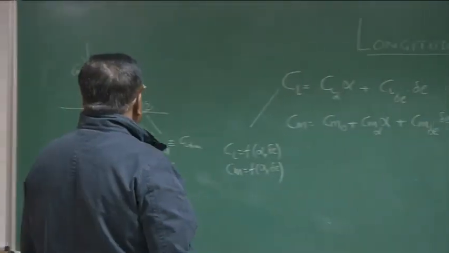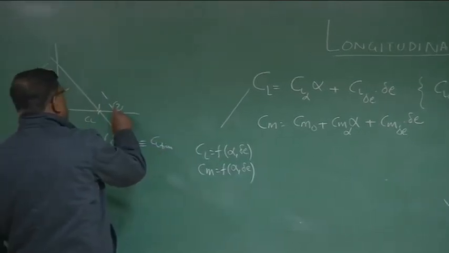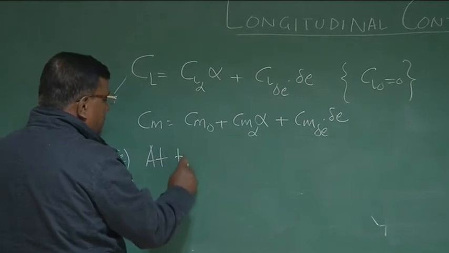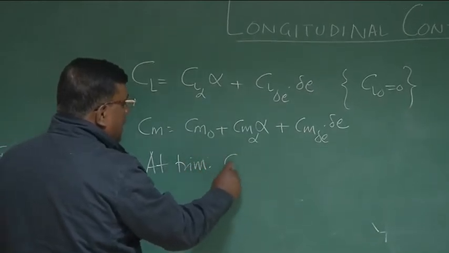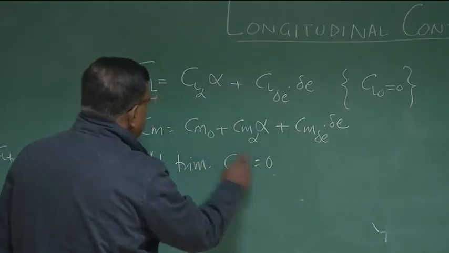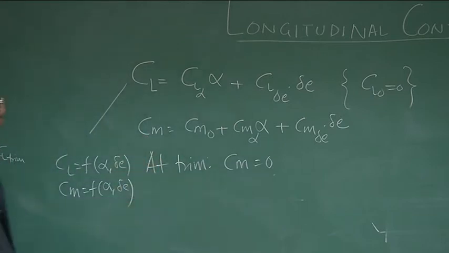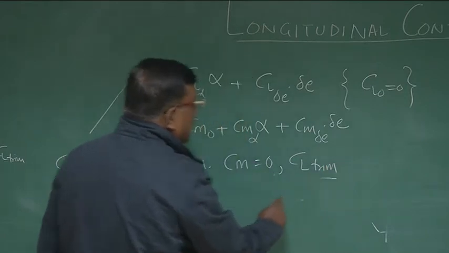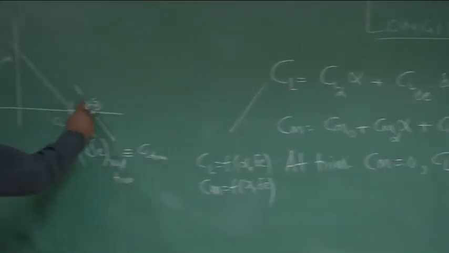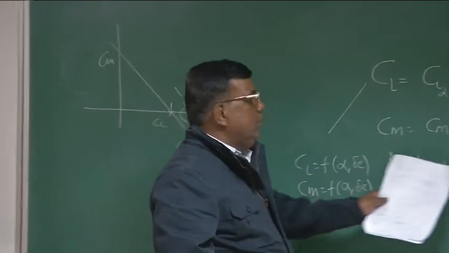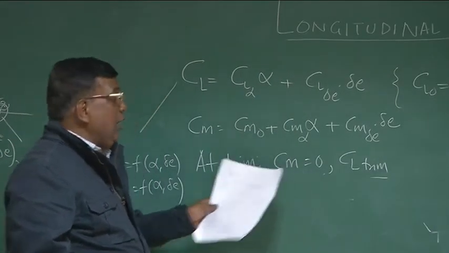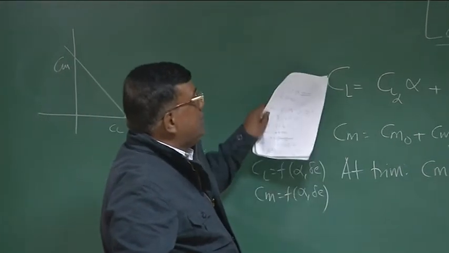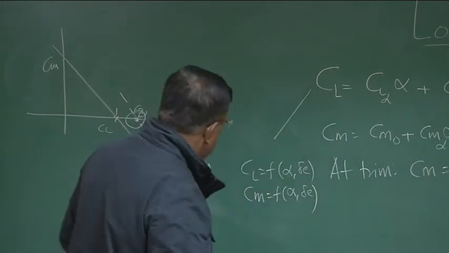Now, think, once it has come to an equilibrium, what will be the value of Cm? At trim, what happens? At trim, Cm will be equal to 0, right? And the Cl will be equal to Cl trim. Whatever I am looking for, maybe I am looking for this, so that time Cl equals Cl trim at 2, and Cm has to be 0, otherwise it will not be trim. If I now introduce these things here, what happens?